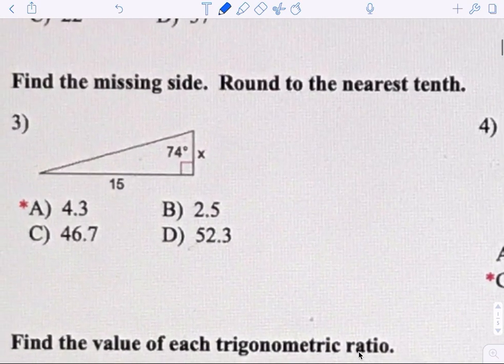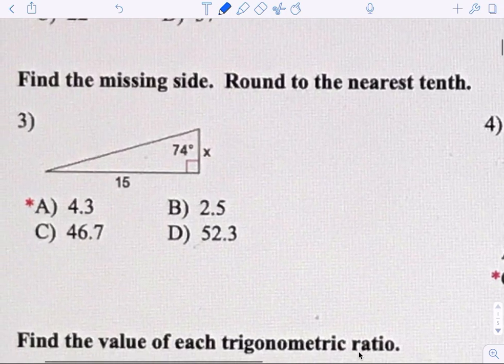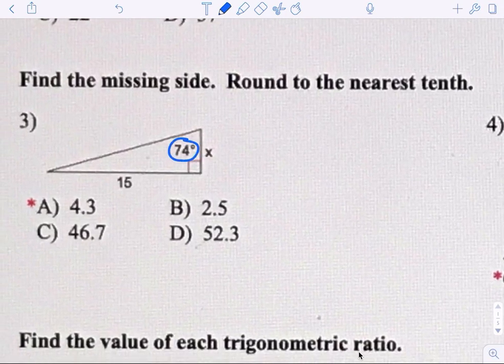All right, number 3. Okay, so here's the angle 74 degrees. So now let's label our O, A, and H. So SOHCAHTOA, so this side is the opposite, this side would be adjacent, and this side would be the hypotenuse. So the one that uses O and A in SOHCAHTOA is tangent. So tan of 74 is equal to opposite over adjacent, so 15 over x.